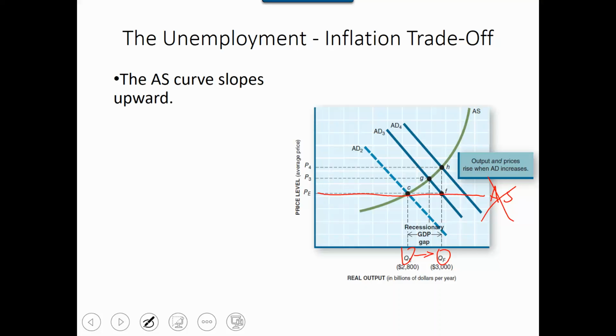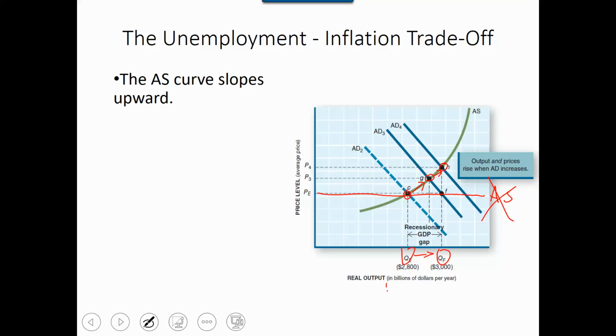So when the AD2 shifts to AD3 to AD4, what we see is the equilibrium point change from C to G to H. So C to G to H. As this equilibrium point keeps changing, C to G to H, what we first see is the QE also moved to QF. So the GDP is increased.